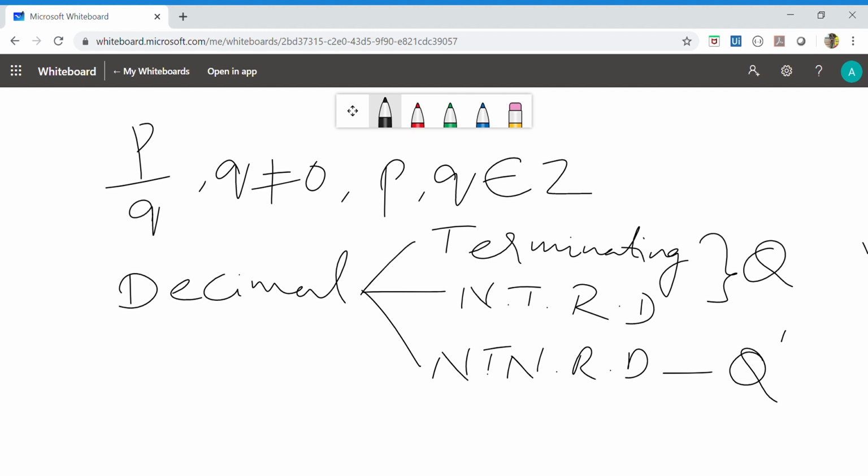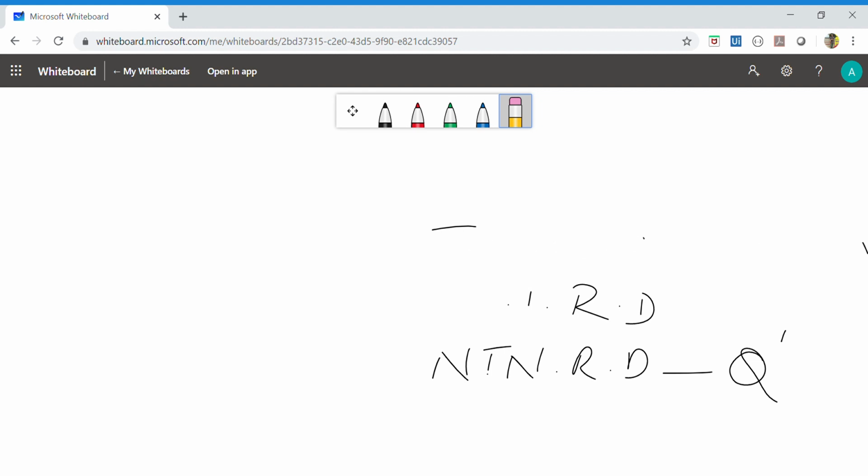Okay. So rational numbers are in the form of p by q, where q is not equal to 0, p comma q belongs to integers, and the terminating decimals and non-terminating repeating decimals are included in rational numbers. Okay, so today we are discussing the rational numbers and their decimal expansion.